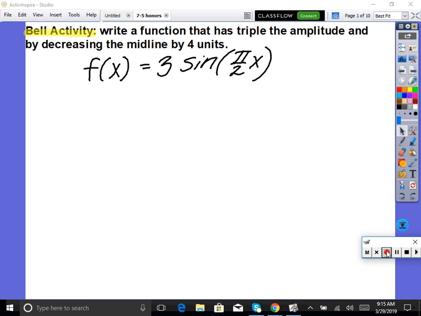Okay, so this one's pretty easy. I feel like you could even just verbally state it probably. Before we get started on today's lesson, I'm just seeing if you can still think a little bit critically. This one's not even that bad, right? Triple the amplitude, decrease the midline by 4 units. What's the new equation?